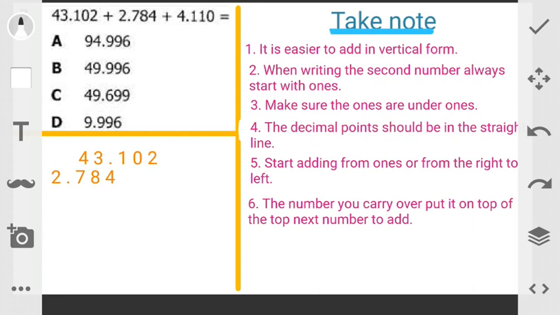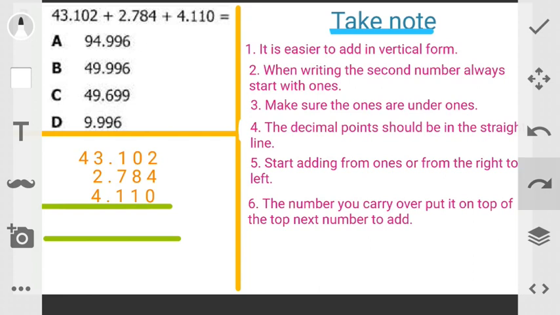Let me just rewrite, I saw the 4 wasn't clear there. Let me put them properly. I'm sure now they are properly put. Then the same thing happens to the third number. The decimal point should be in a straight line, as you can see. So let me just put the lines. Okay, let me put the plus sign. Now I have put the operation sign, which is the plus sign.